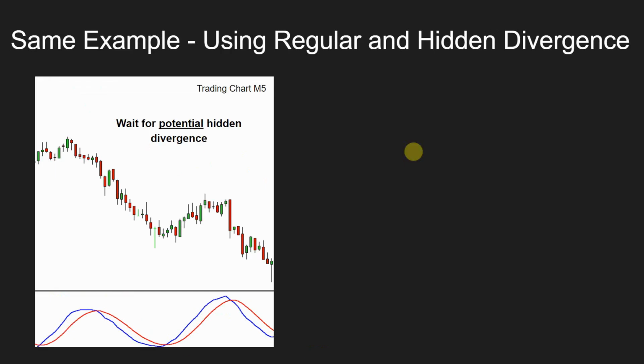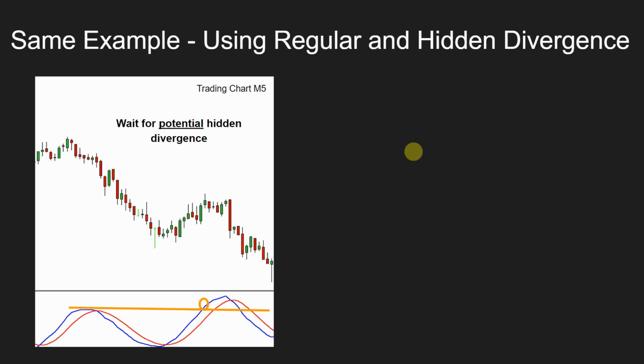I'm going to use the same example. It's the exact same chart as this. I've just shortened it slightly, and you'll see why in a second. I'm going to go through how I now trade hidden divergence and try to get better trade entries. So the first thing I do is I wait for potential hidden divergence.